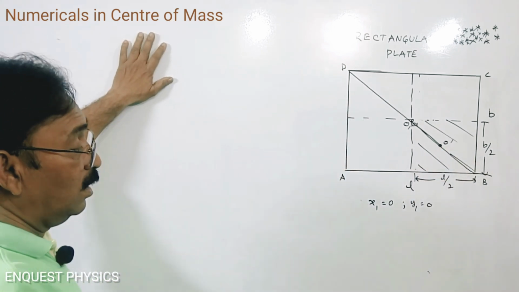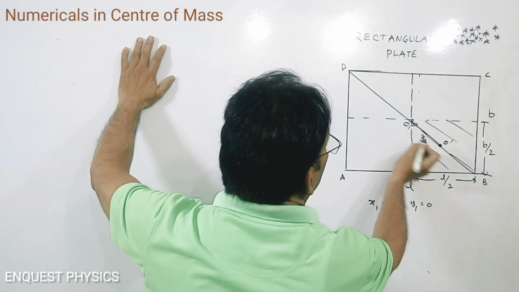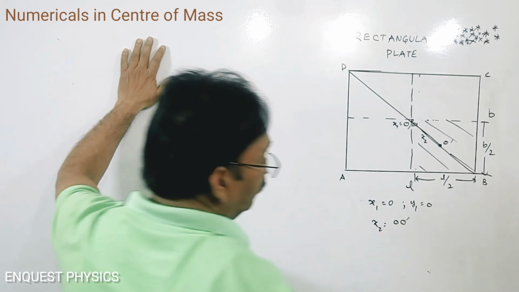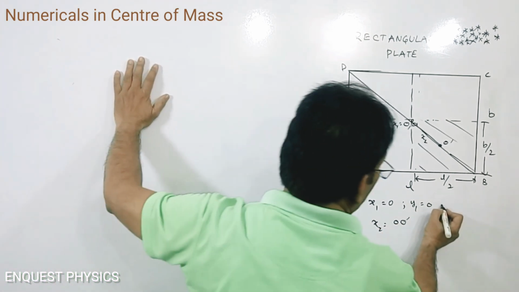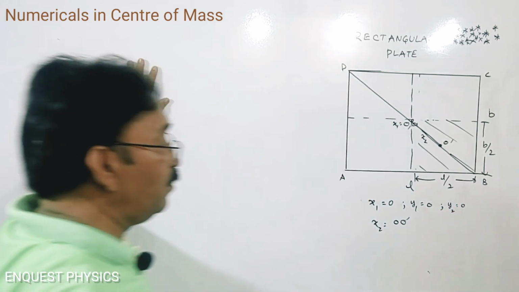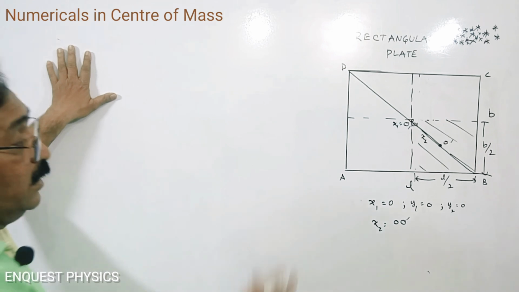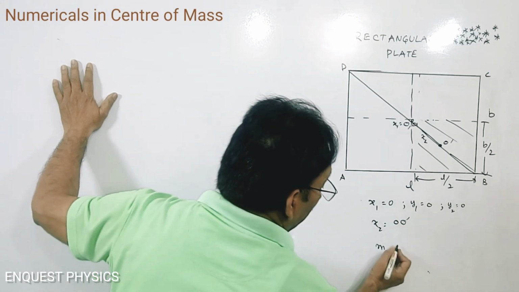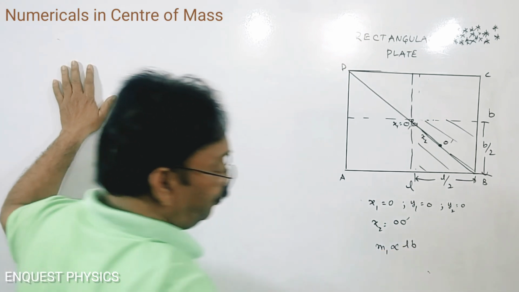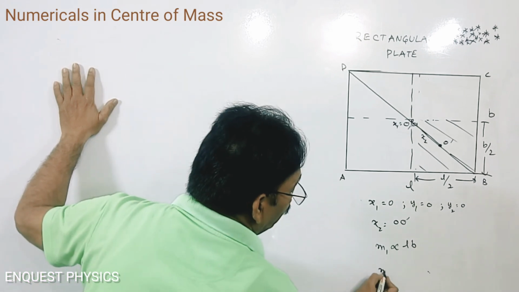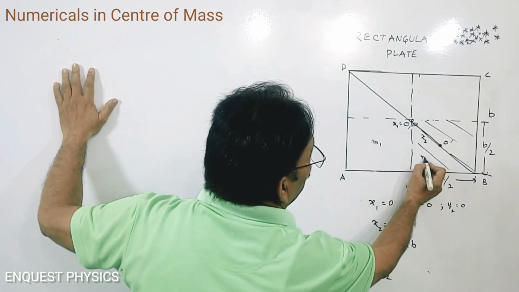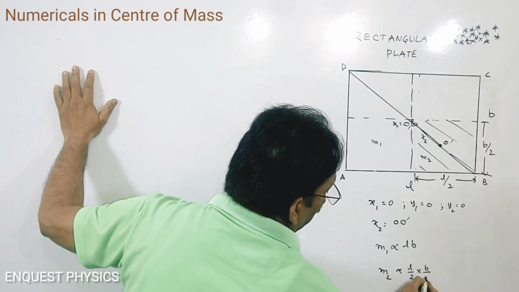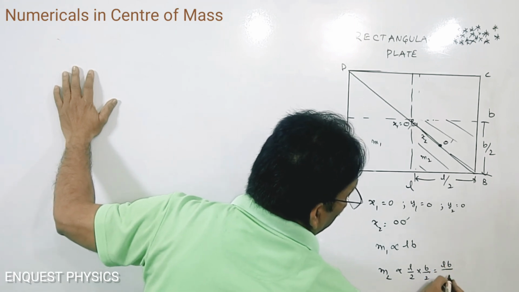Again, we have to find out what x2 is. It is x2, students, it is x1. x2 is equal to O dash, and y2 is obviously equal to 0. Then we have to write the mass. You know that mass is directly proportional to area. That's why m1 is proportional to LB, and m2 goes with the same ratio, L by 2 into B by 2, LB by 4.